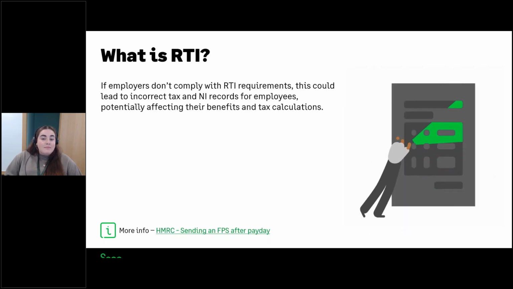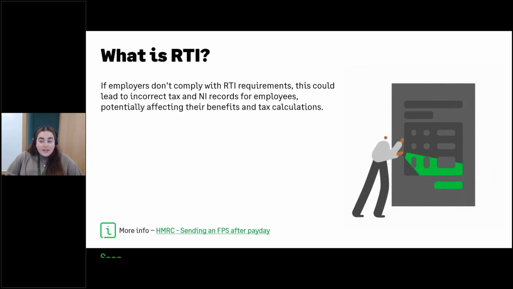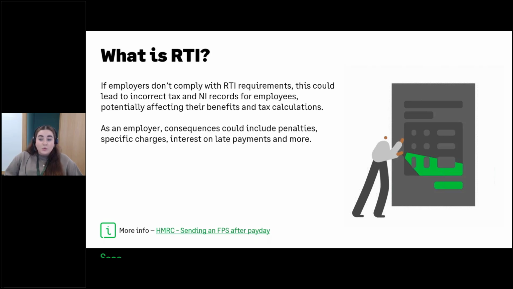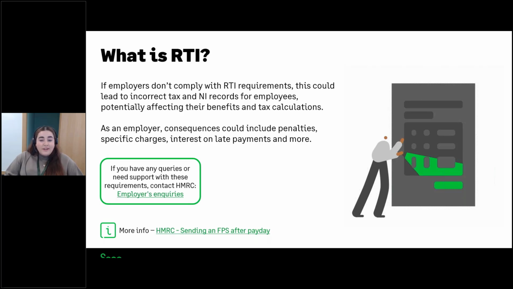So RTI is a mandatory system introduced by HMRC. It is important that you remain compliant and meet the deadlines. If employers don't comply with the RTI requirements, not only could this lead to incorrect tax and national insurance records for your employees, but as an employer, it would also lead to consequences like penalties or specific charges as well. But if you do have any queries or need any support with these requirements, we would encourage you to contact HMRC themselves. I've also got loads of helpful links to further support throughout the slides, so be sure to get those handouts downloaded and you'll have access to all of those.